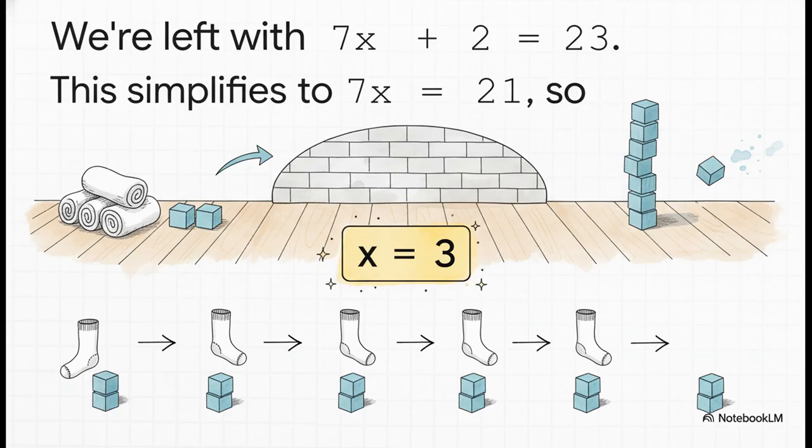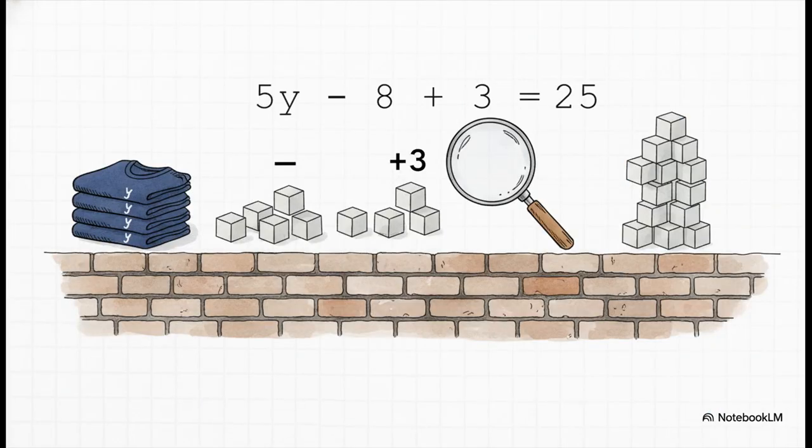From here, we just subtract 2 from both sides to get 7x equals 21. Then we divide by 7, and we have our clean and simple answer, x equals 3. See? Not so bad. Let's try another one.